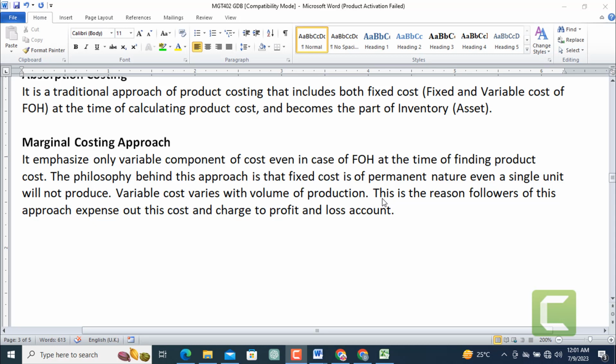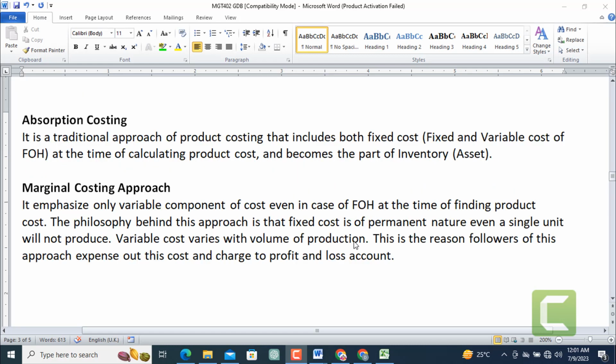So these expenses or this cost cannot vary with the volume of production of units. This is the thing that I have written here. Variable cost varies with the volume of production. This is the reason that followers of this approach expense out this cost, which is fixed factory overhead cost, and charge it to the profit and loss account.